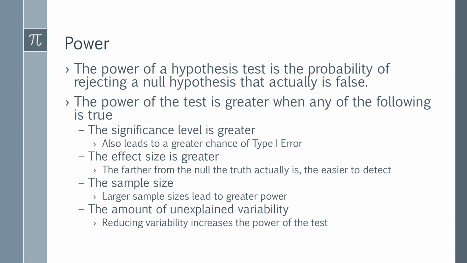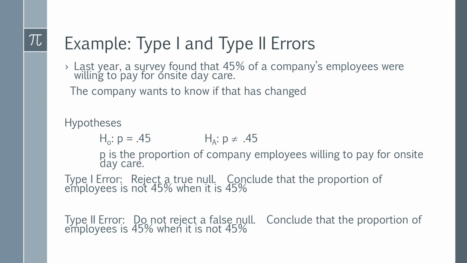The sample size. Larger sample sizes lead to greater power. The amount of unexplained variability. Reducing variability increases the power of the test. Let's look at an example of type 1 and type 2 errors.